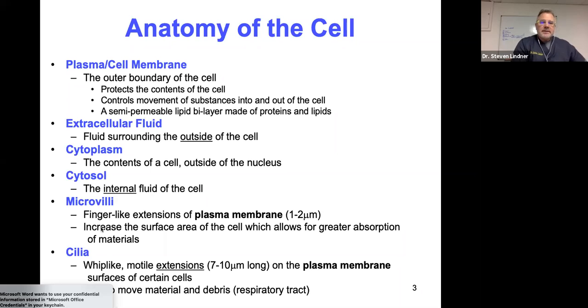Some cells have microvilli, and I'll show you what those look like. Microvilli and cilia are similar. Cilia are larger, finger-like extensions. The microvilli are much, much smaller finger-like extensions that come off of the cell. The microvilli are designed to increase the surface area of the cell, and they also allow for great absorption of materials if it wants to take things into the cell like a sponge.